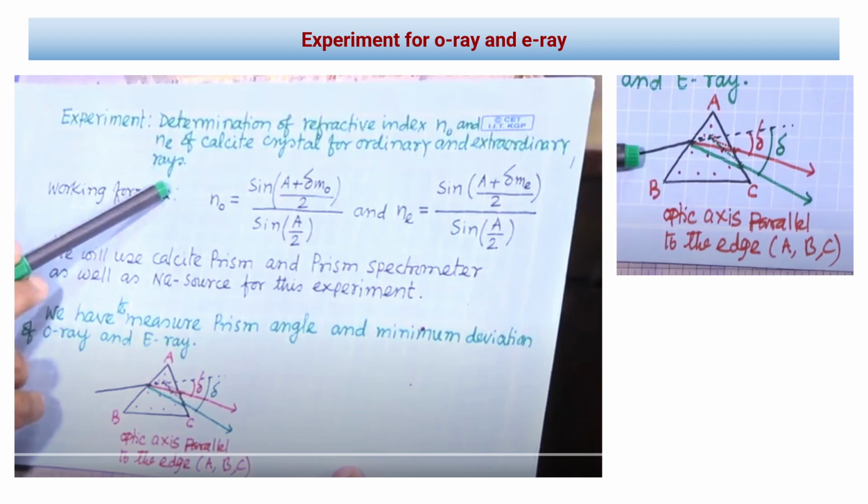Then there was an experiment where we were trying to find the refractive index for the O ray and E ray. The working principle was that when light passes through the prism, the refractive index depends on the angle of the prism and the angle of deviation. So if we are able to find the angle of deviation, then we can find the refractive index for the O ray, or if it's the E ray, then for the E ray.